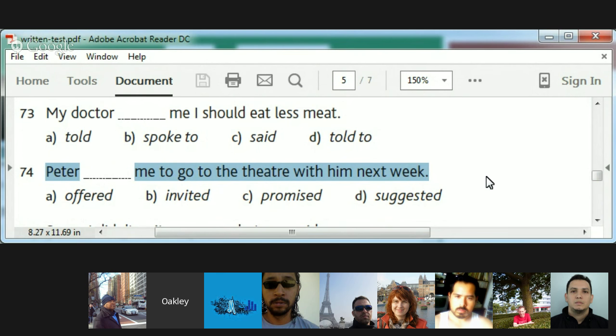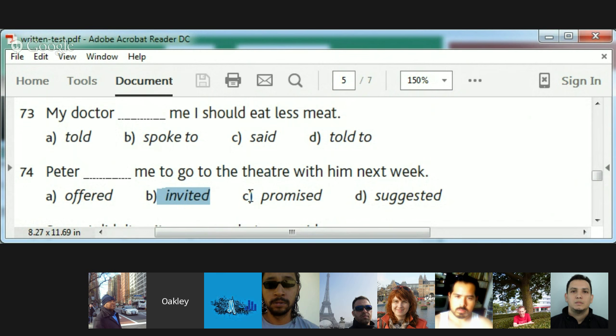Julio, 74. I think this question has a couple of possible answers. Only the most common would be: Peter invited me to go to the theater with him next week. I think that is the correct answer.